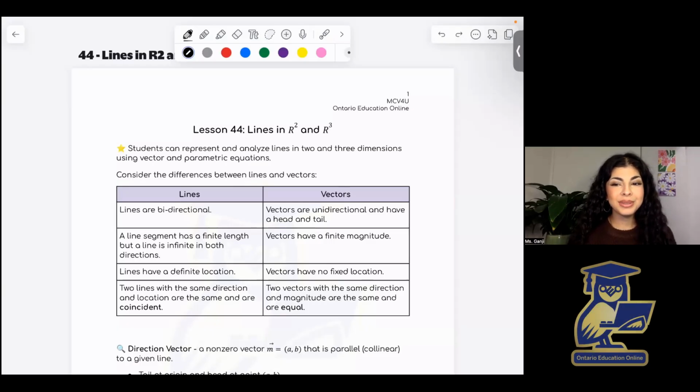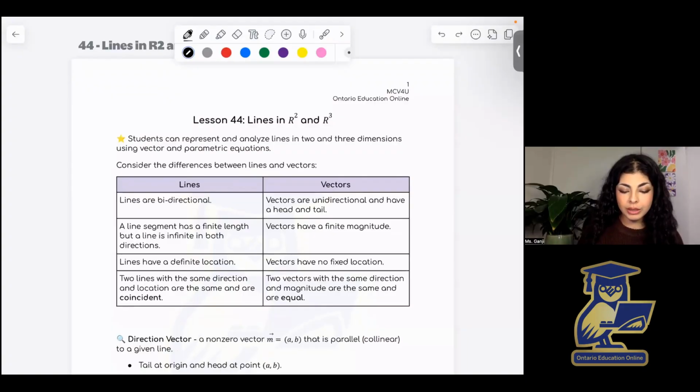Hello and welcome to our first lesson of the very last unit of calculus and vectors. We are looking at lines and planes, which is an extension from vectors. Before we begin, we're going to start with our learning goals. We are going to represent and analyze lines in 2 and 3 dimensions using vector and parametric equations.